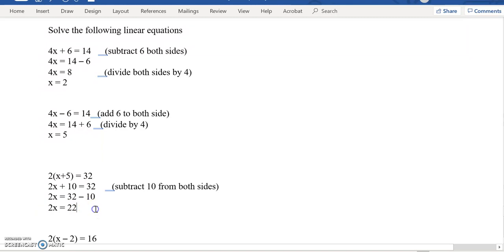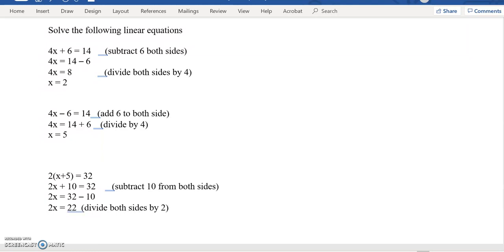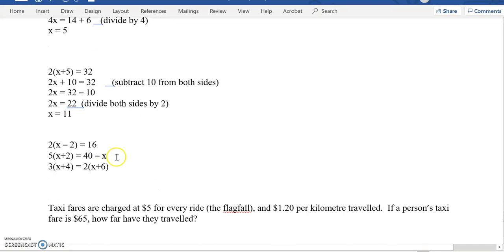So 32 minus 10 is going to equal 22. Now we've got 2 times x. The opposite of multiplying by 2 is to divide both sides by 2 to get x by itself. So 2x divided by 2 is just going to leave us with x. 22 divided by 2 is going to be 11. So we think that that's our right answer there. Let's substitute it back in and see if it works out. 11 plus 5 is 16. 2 times 16 is 32. That seems to have worked pretty well.